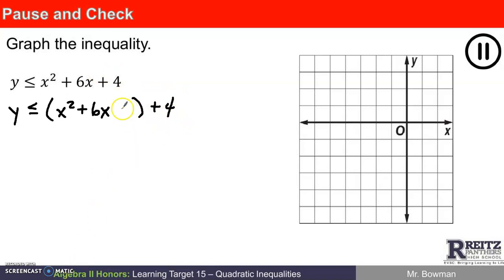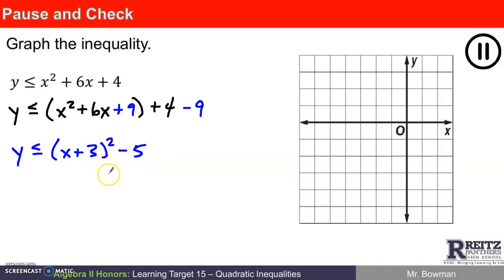The number that completes the square here is 9. Half of 6 is 3, and 3 squared is 9. But if I add 9 here, to keep this inequality meaning the same thing as it meant before, I need to also subtract 9. So what I have is y is less than or equal to x squared plus 6x plus 9, which means the same thing as x plus 3, the whole quantity squared. And then 4 minus 9 is negative 5.